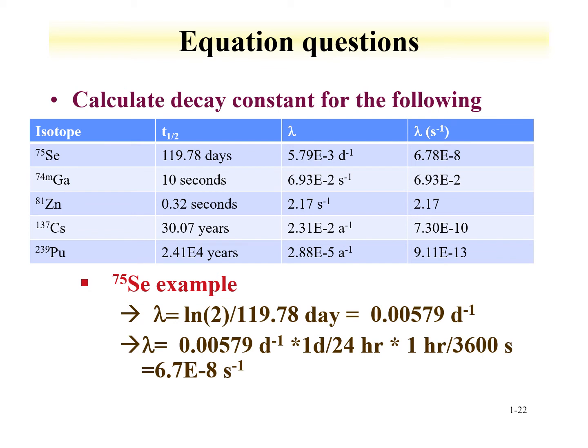So as an example, selenium-75, the half-life is 119.78 days. Log 2 divided by 119.78 days is equal to 5.79 times 10 to the minus 3 per day. But if I want that in seconds, convert the days to hours, hours to seconds, and then I get the decay constant in seconds.